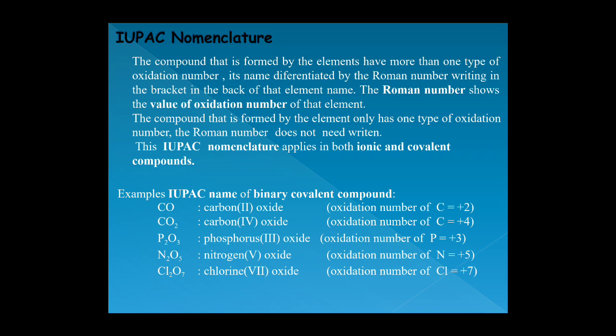The compound that is formed by an element with only one type of oxidation number, the Roman number does not need to be written. This IUPAC nomenclature applies in both ionic and covalent compounds like CO, carbon monoxide, oxidation number 2. Carbon dioxide, oxidation number 4. P2O3, phosphorus trioxide, oxidation number 3. N2O5, nitrogen pentoxide, oxidation number 5. Cl2O7, chlorine heptoxide, oxidation number 7.